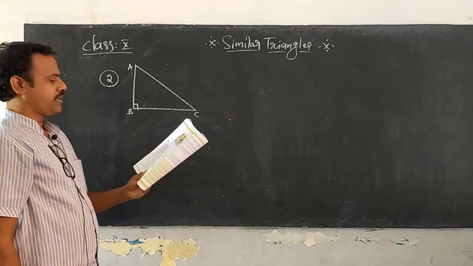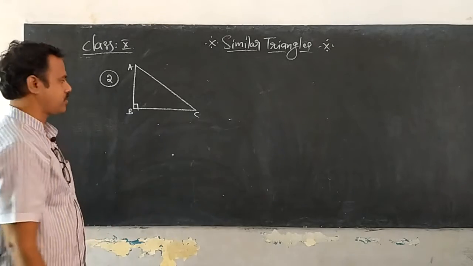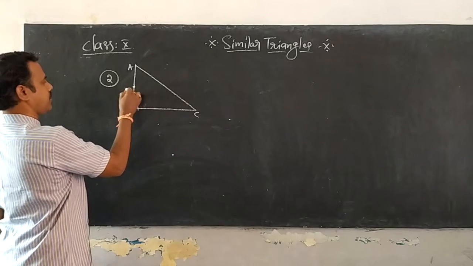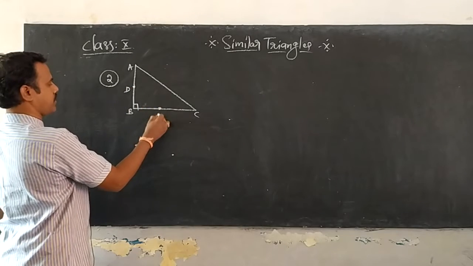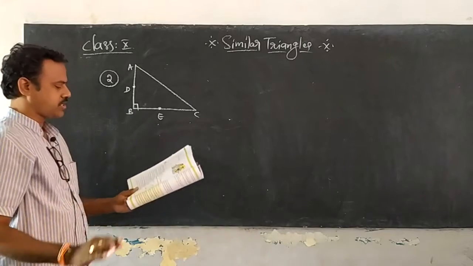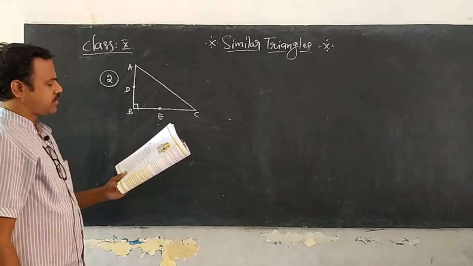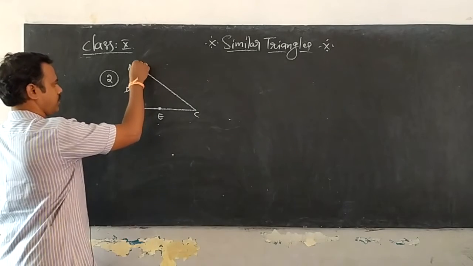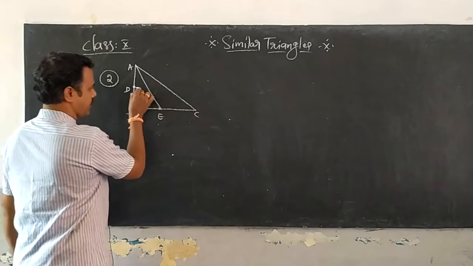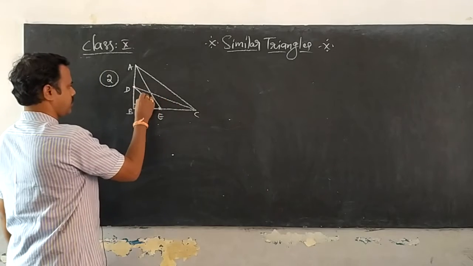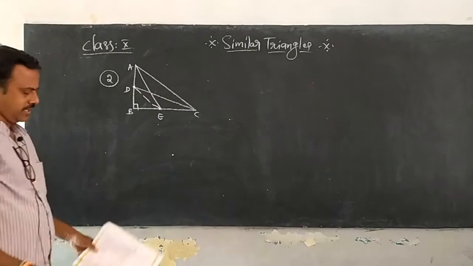Let D and E be any points on AB and AC respectively. This is not mentioned for midpoints, so don't think that these are midpoints. D and E are just points on AB and BC. We are asked to prove that. The diagram is given in the textbook, so let us join D and E.